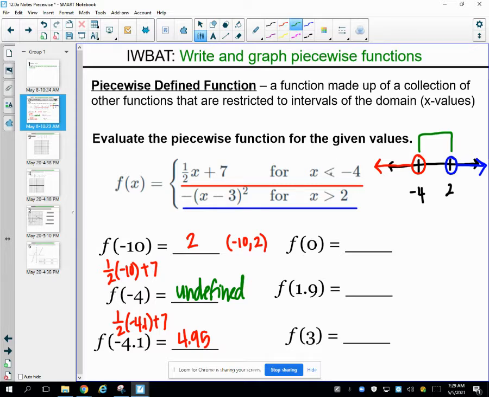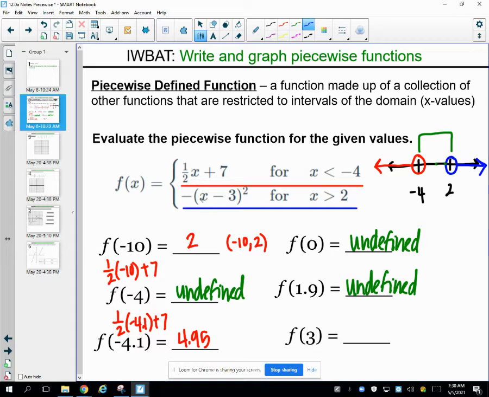0, not less than -4, not bigger than 2. So this one doesn't have anywhere to be plugged into. So this is undefined. 1.9 is also undefined because it is not bigger than 2. And if you look at this domain value, that kind of graph that I drew out, 1.9 would be right here, right? So 1.9 would be here. 0 would be here. Those are definitely not defined.